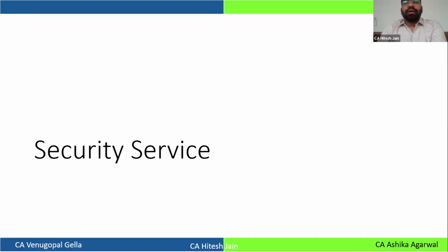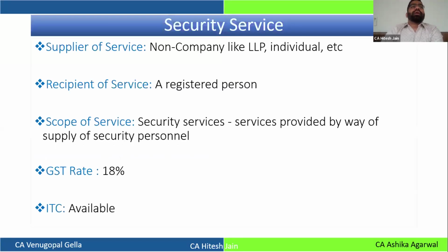Moving ahead, we now focus on the security service. This is another specific service which is very common in the trade parlance, on which RCM has been notified. For security service, who should be the supplier? It should be a non-company. It should not be a body corporate, and it should be an individual. Who should be the recipient of service? Recipient of service can be any registered person.